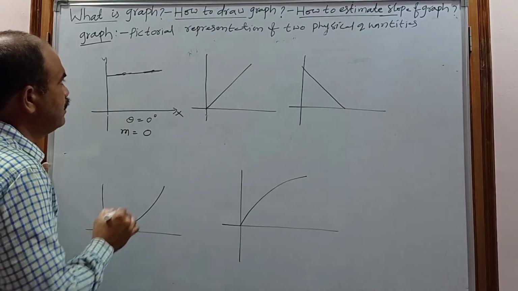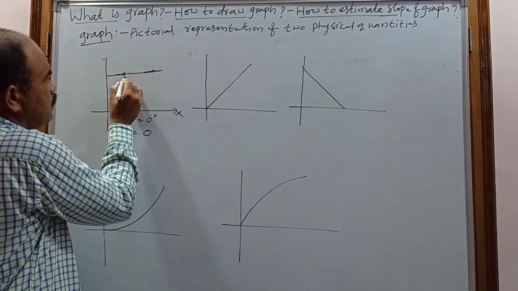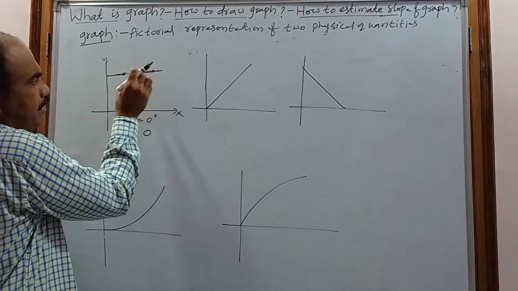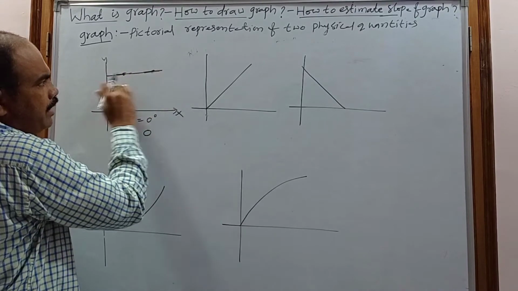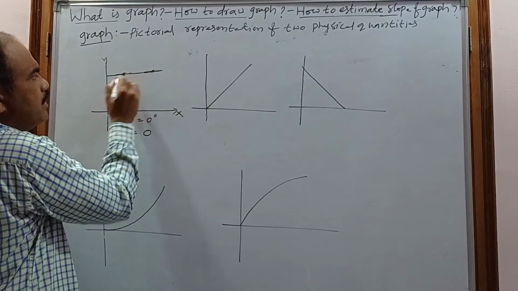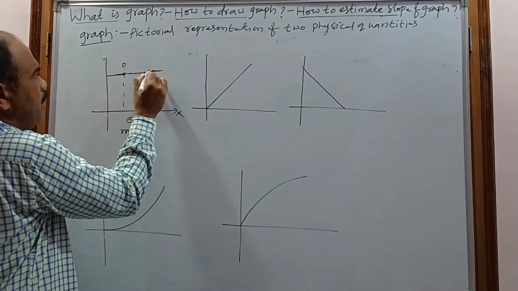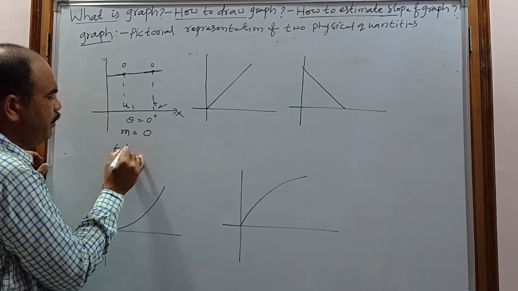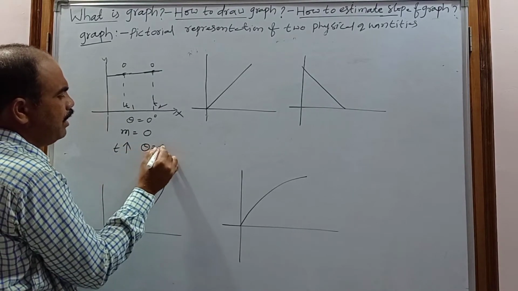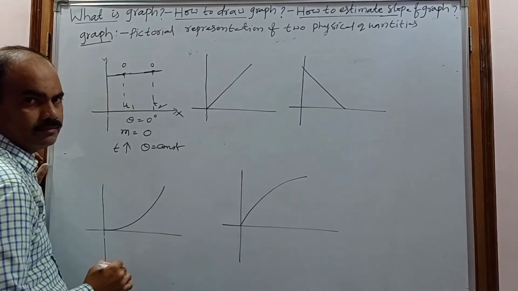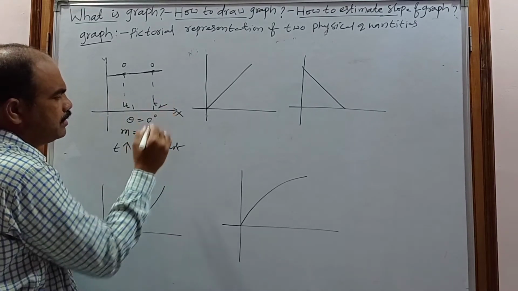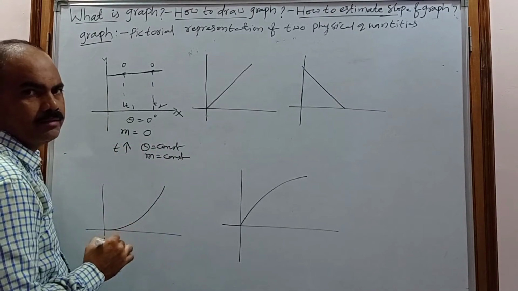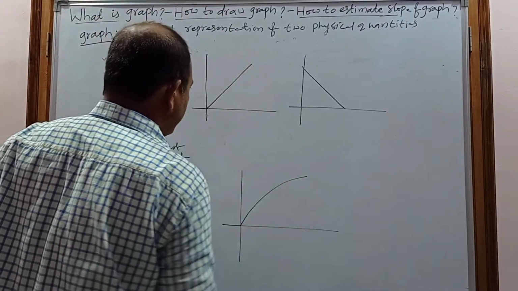And if you observe this tangent, the angle made by the tangent with respect to time is not changing. So always 0. At the time t1 it is 0, at the time t2 it is also 0. So when the time is changing, the slope is not changing and the slope is constant here. Theta is constant, which means the slope is also constant, and the slope is 0.